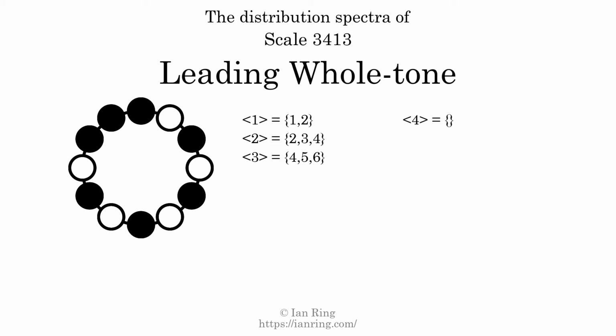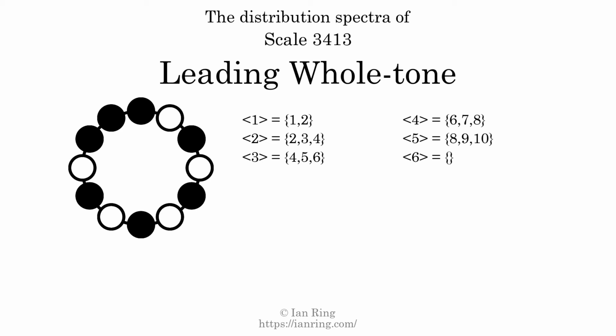The generic interval of 4 scale steps comes in three different specific interval sizes. 6 semitones, 7 semitones, and 8 semitones. The spectrum width of this generic interval is 2. The generic interval of 5 scale steps comes in three different specific interval sizes. 8 semitones, 9 semitones, and 10 semitones. The spectrum width of this generic interval is 2.